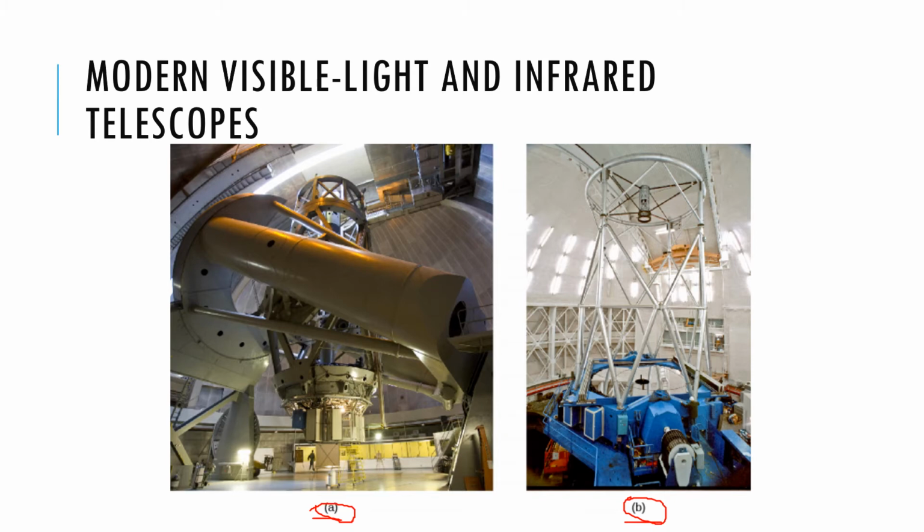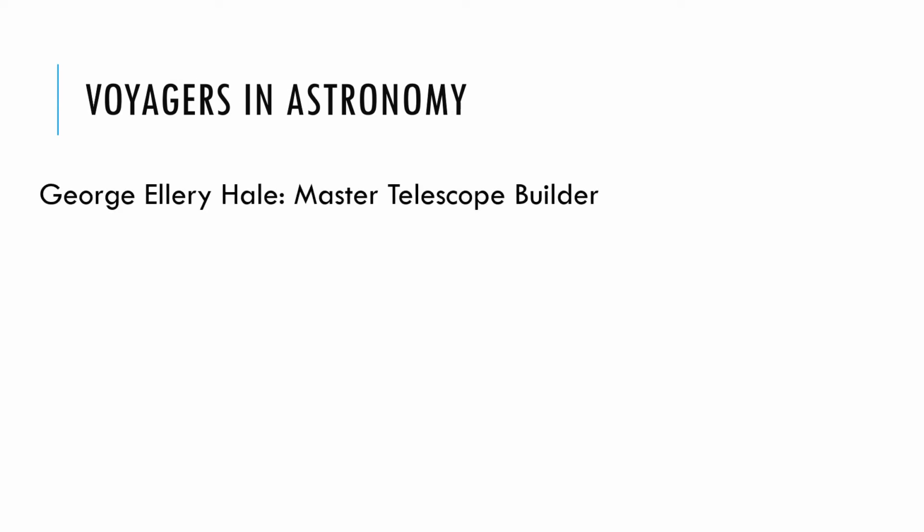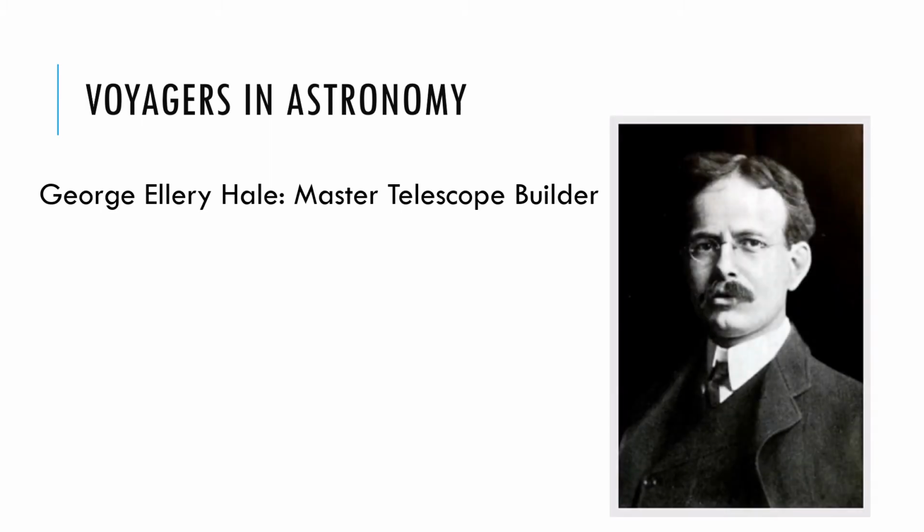Voyagers in astronomy. George Ellery Hale was a giant among early telescope builders. Not once, but 4 times, he initiated projects that led to the construction of what was the world's largest telescope at the time. And he was a master at winning over wealthy benefactors to underwrite the construction of these new instruments. Hale's training and early research were in solar physics.